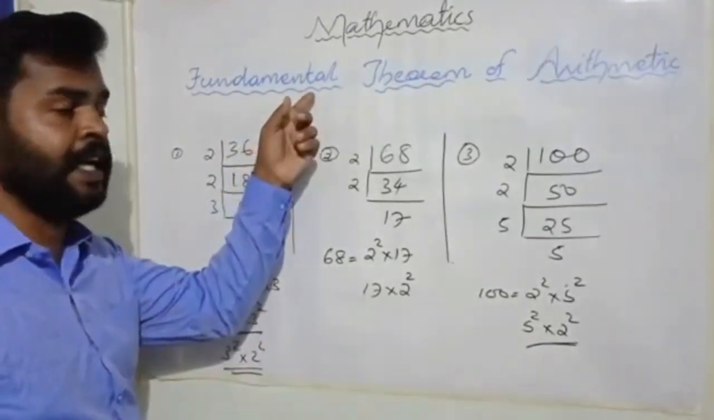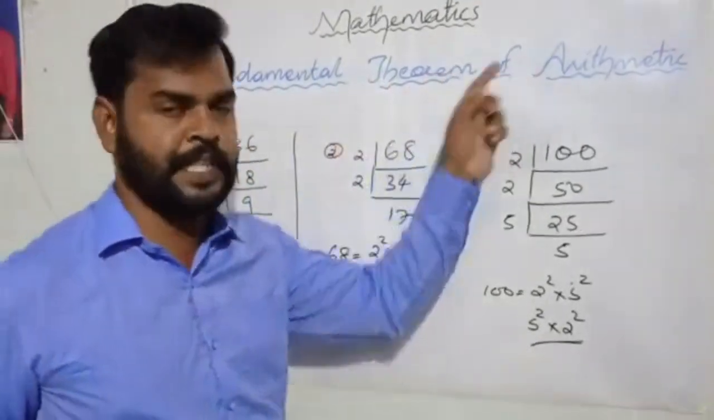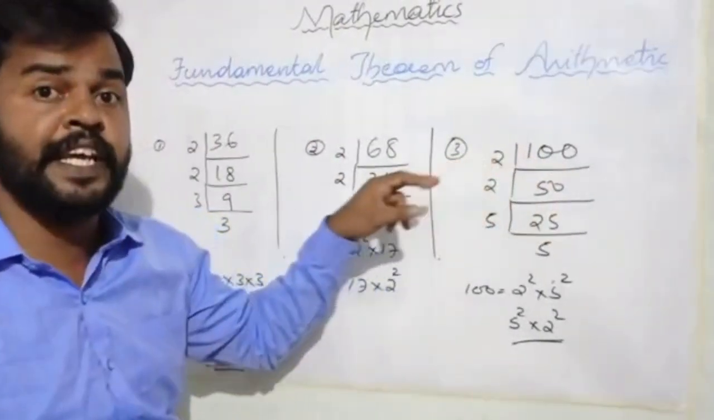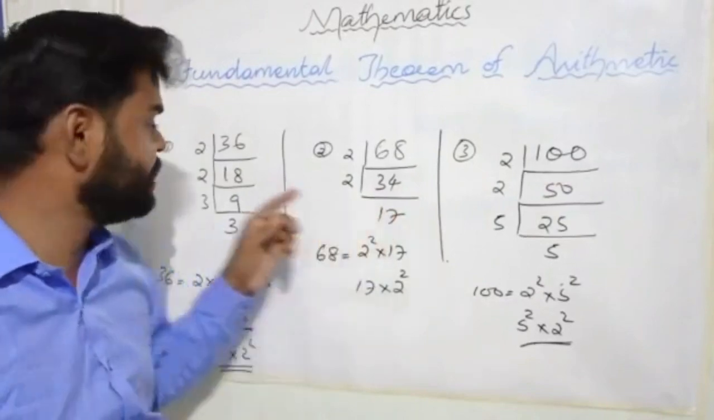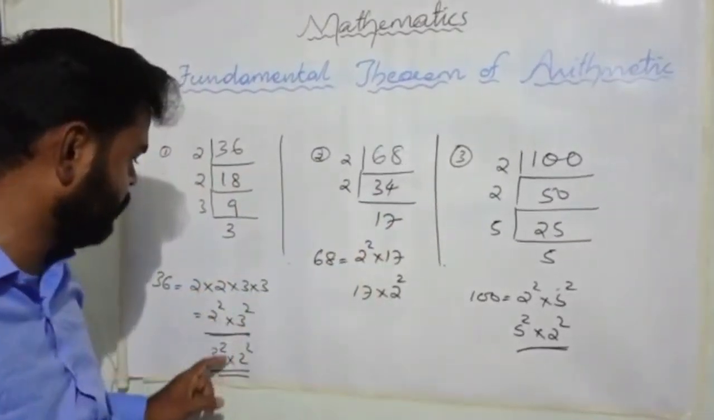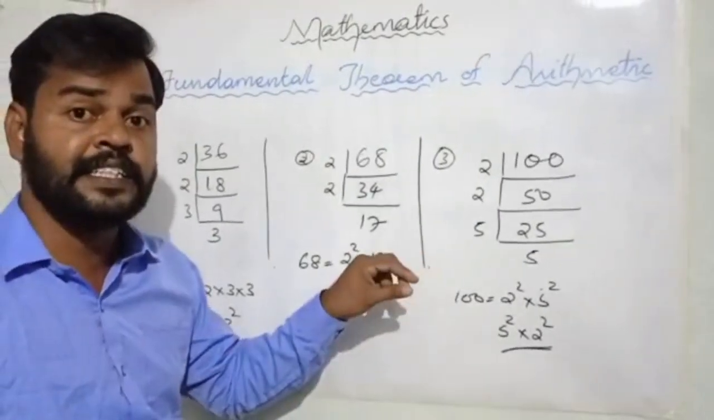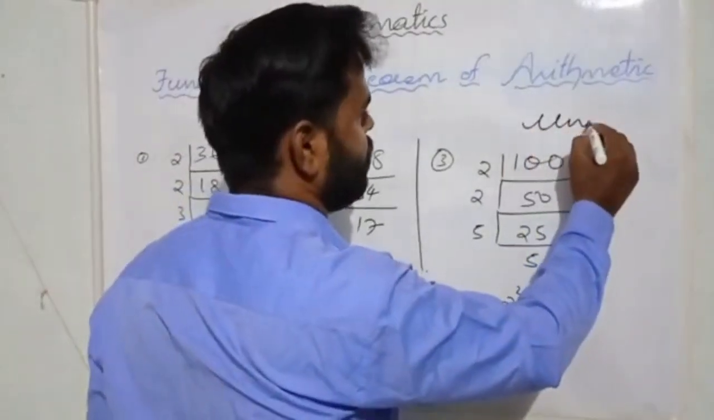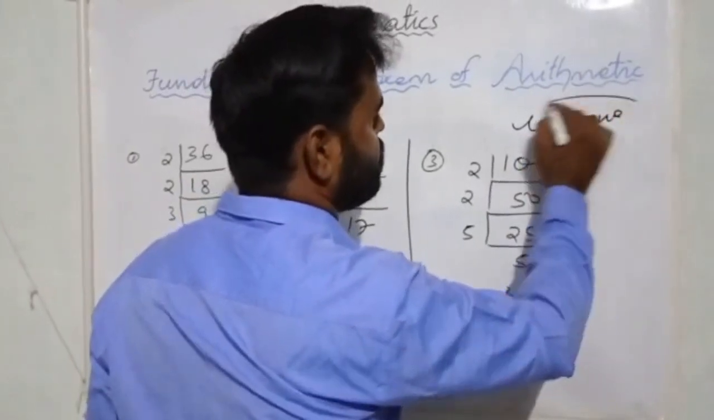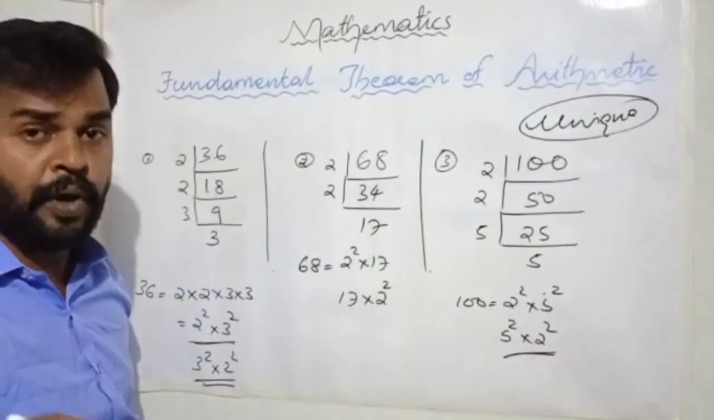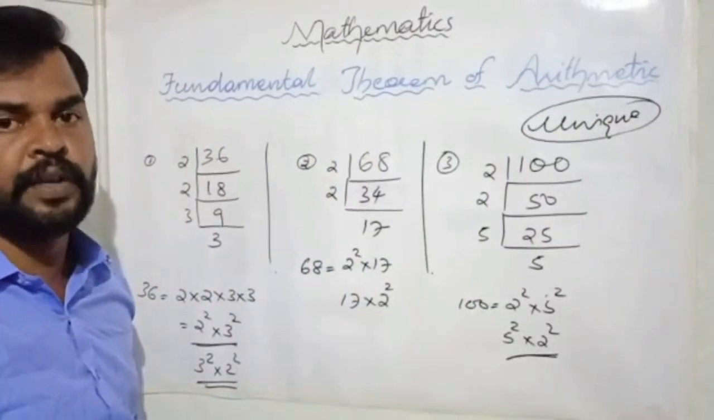Let us recall the Fundamental Theorem of Arithmetic. Every composite number can be expressed as the product of primes. Product of primes, that is, the product of prime numbers. And this prime factorization is unique apart from the order in which the prime factors occur.